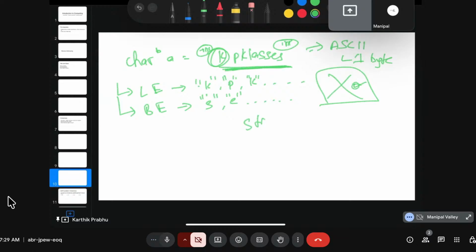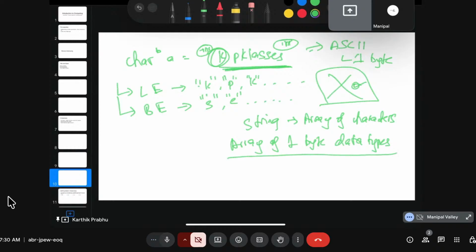A string is not a data type. A string is an array of characters. So it's an array of 1 byte data types, correct? Endianness does not apply to this. It is stored like this only. This is not because of endianness.